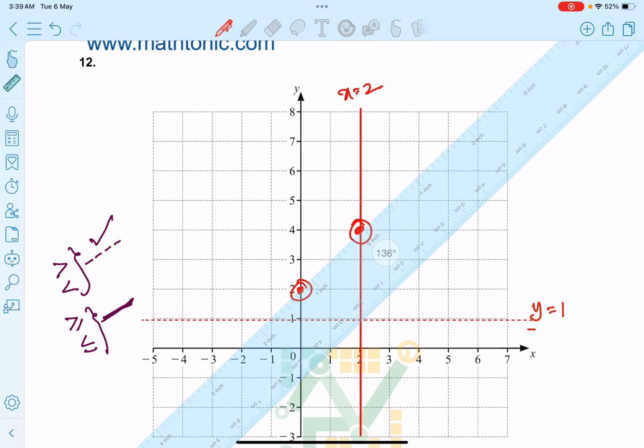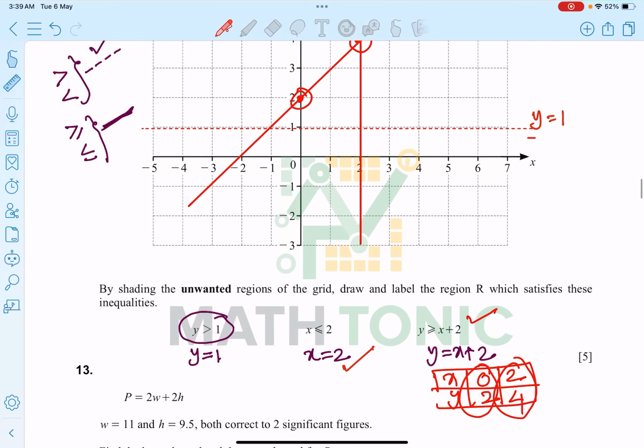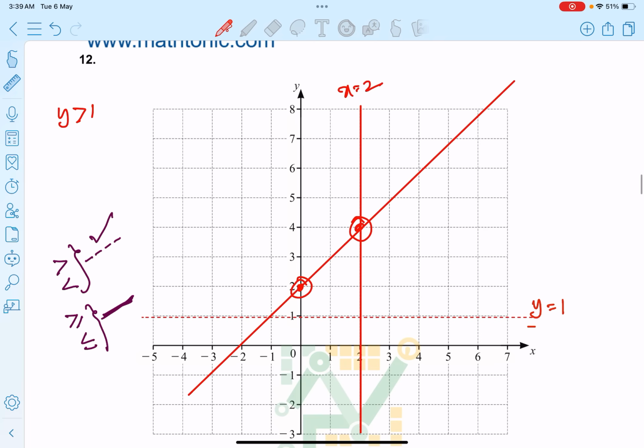Yes. Okay, so this is the line I got. Correct? Now the question is how to shade this region. We'll try to understand this. The first one is given y is greater than 1. When I'm saying y is greater than 1, see, this is the line which is y equals 1, right?